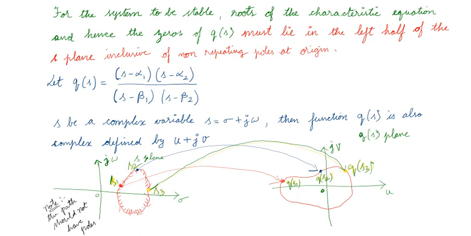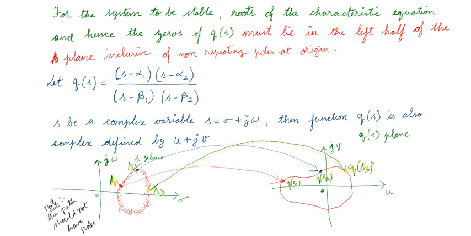We can allow a single pole at the origin; that is permitted. All the poles should be in the left half, but a single pole at the origin is also permitted. But the pole should not repeat. Like 1 by s square is unstable, but 1 by s is stable, keep in mind. So the poles must lie in the left half of the s plane, inclusive of non-repeating poles at the origin.